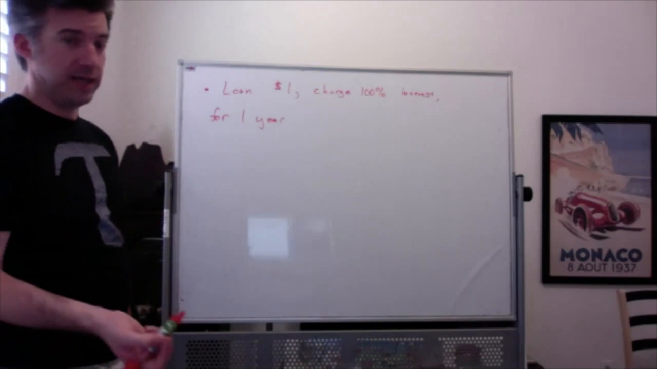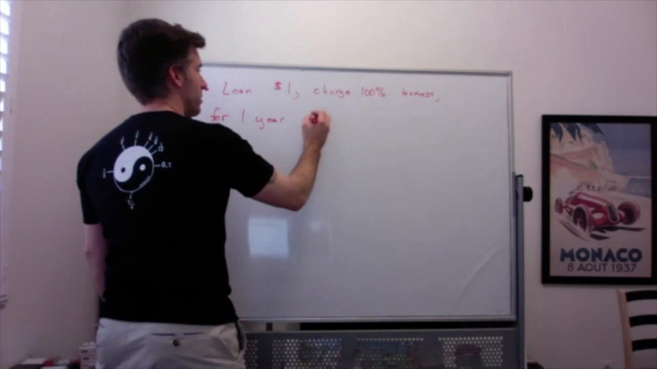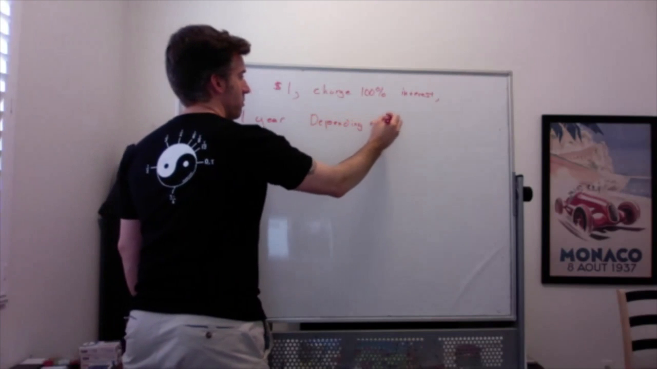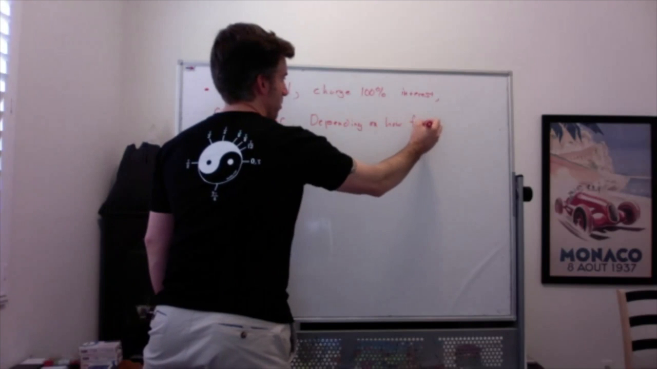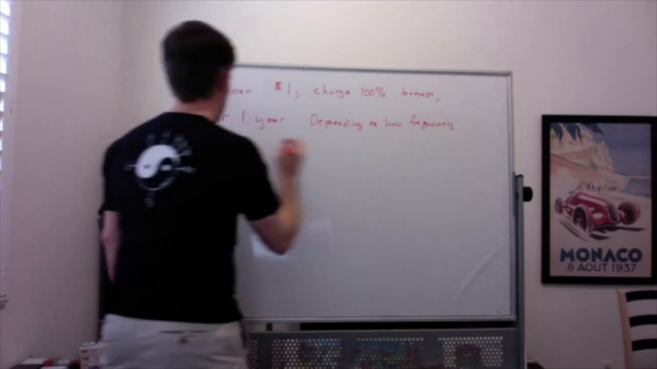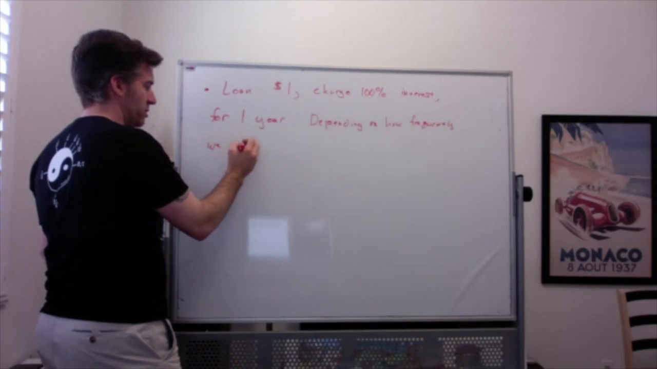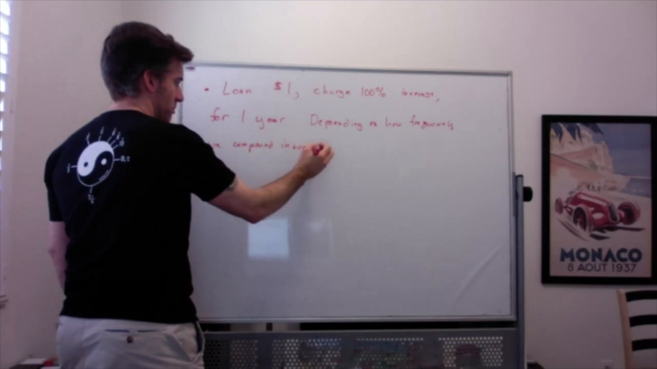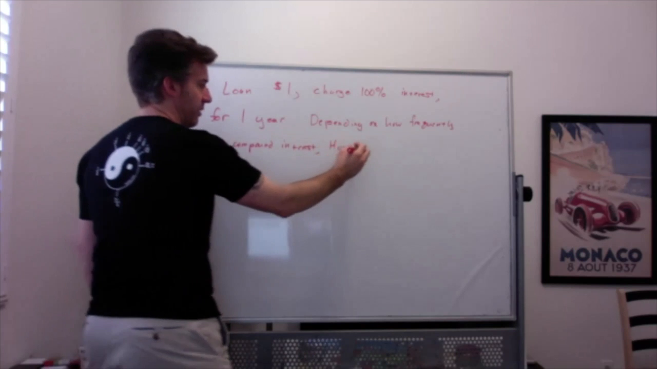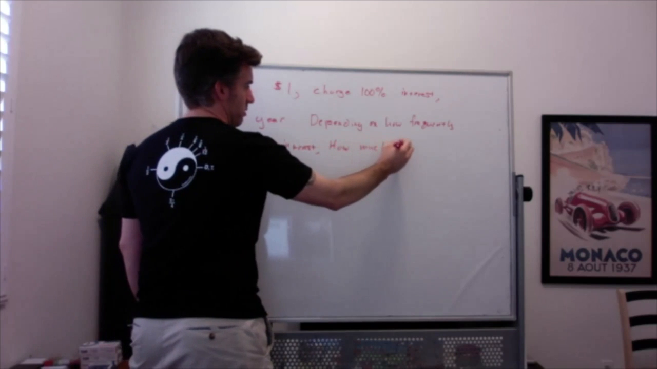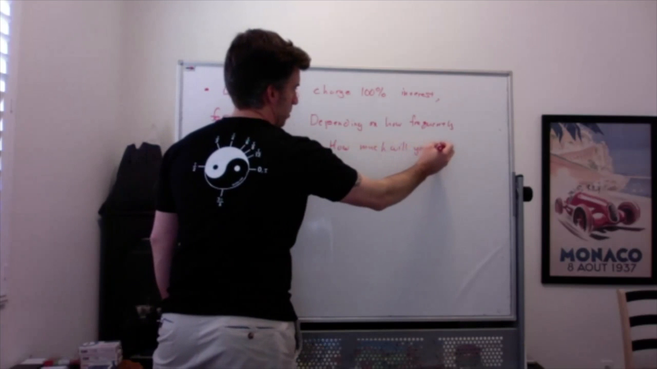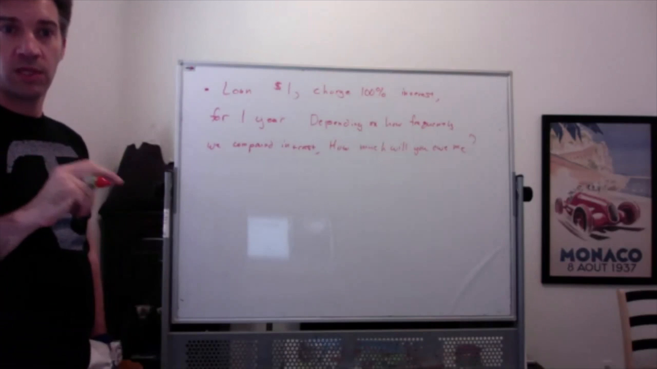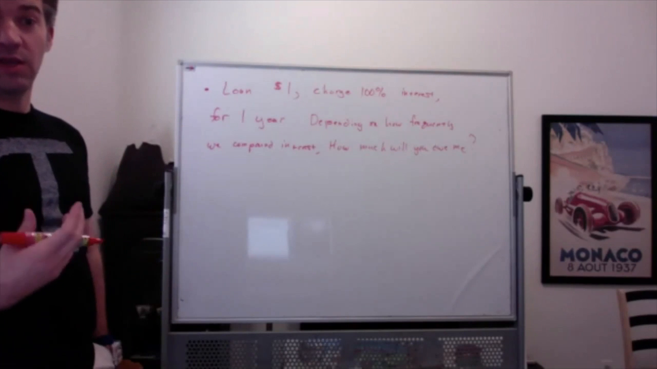The question I want to ask is, depending on how frequently we compound the interest, how much will you owe me at the end of the year? So that's the setup. Let's write the equation.